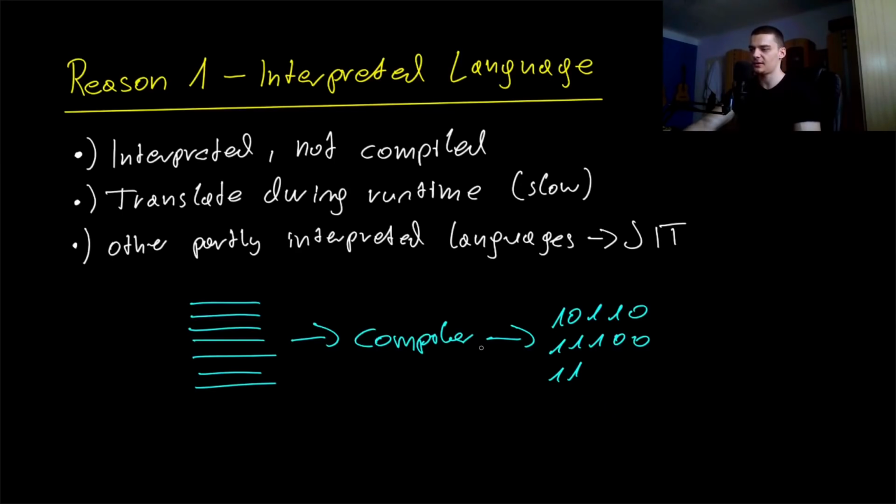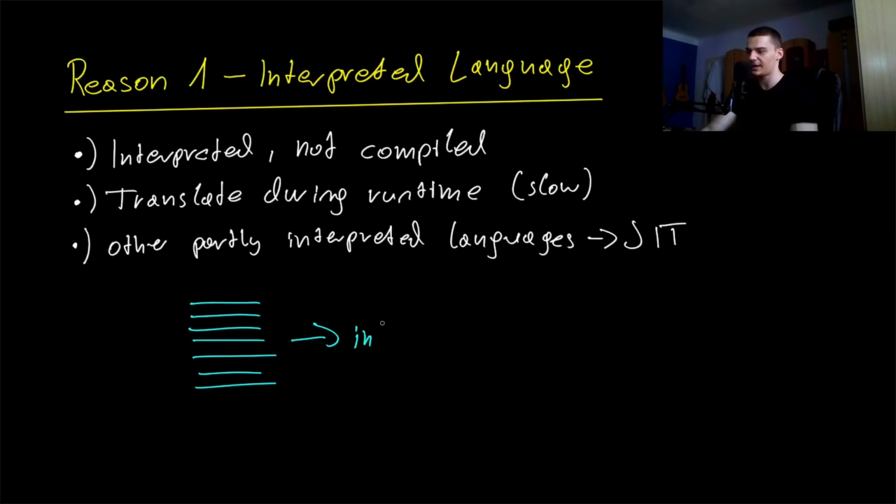Whereas in Python, or in interpreted languages in general, what we have is an interpreter. It doesn't translate the whole thing and then just execute it. It executes statement by statement. It translates statement by statement. So if we have something like print hello world, it's going to transform that statement into machine code and so on. And then the next statement is going to be transformed into machine code, all over again.